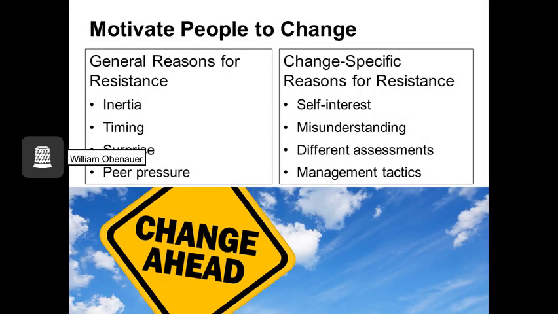But getting our employees to implement change is not always easy either. Okay. And there's a lot of reasons for this. One of them being inertia. Sometimes people are just happy with the status quo and they don't necessarily see a need to change. Okay. Additionally, we can have timing issues.